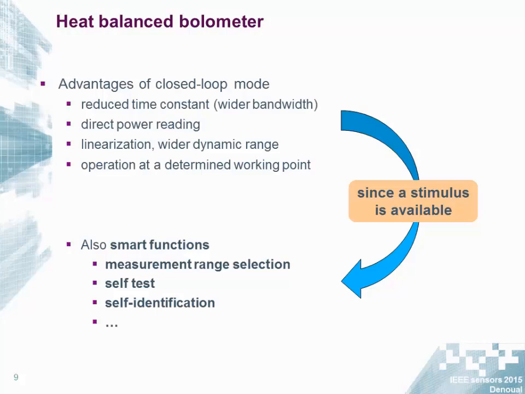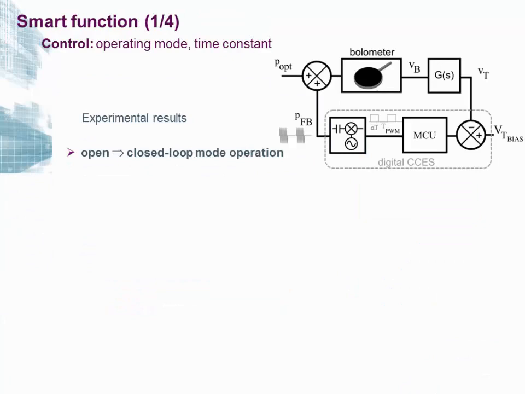I will only show you some slides with the self-identification, and to illustrate the reduced time function in the next slide. So here, this is the schematic for the closed loop mode, and what I will show you are experimental results showing the bandwidth improvement going from open loop to closed loop mode operation.